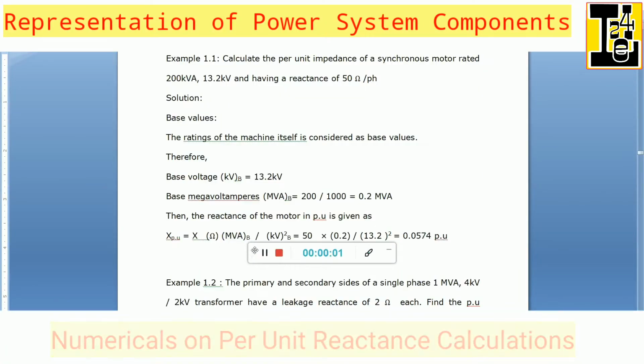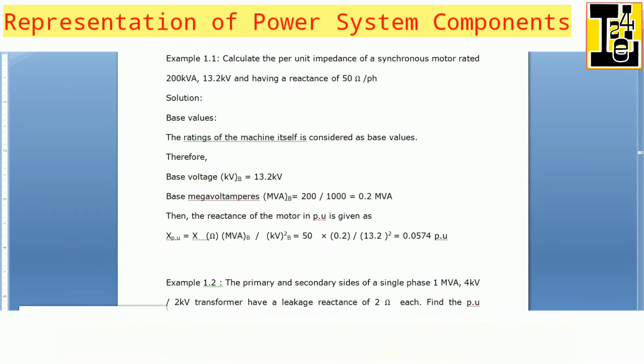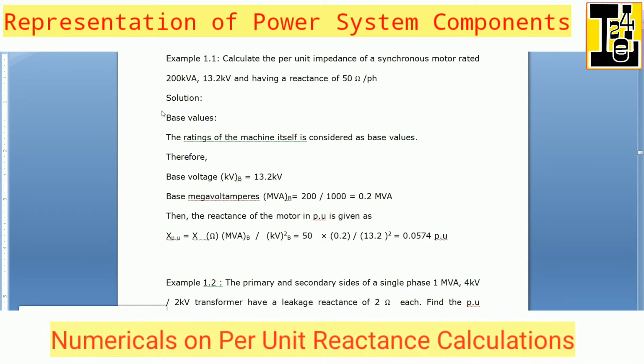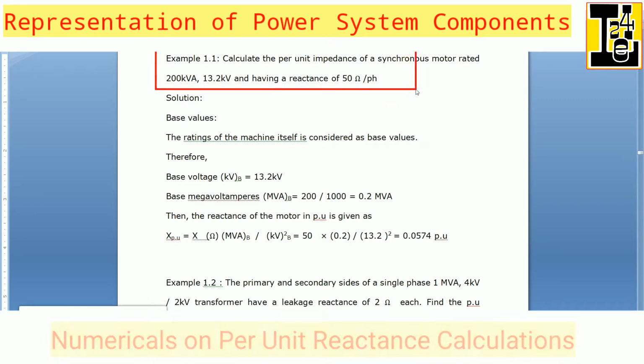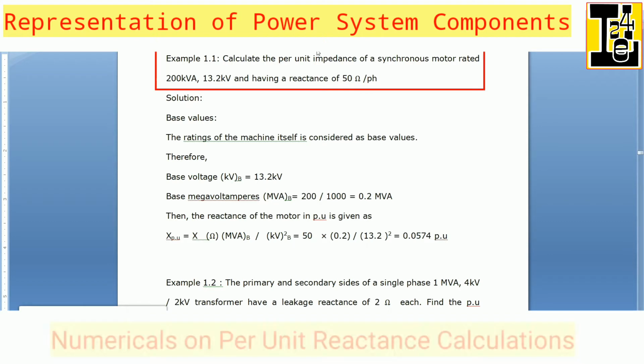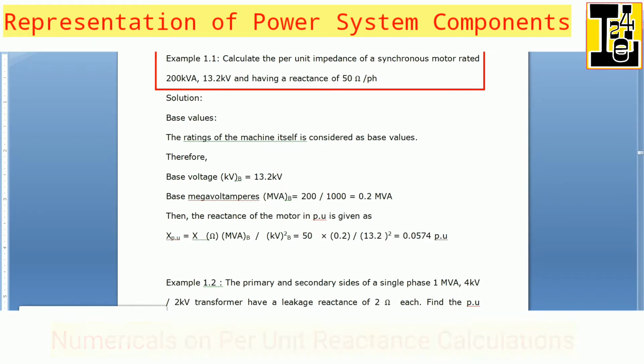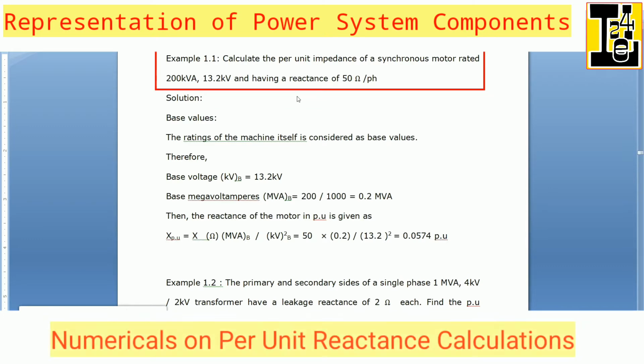Dear students, let us solve some numericals on the per unit reactance formula or the per unit impedance formula which we have derived. Let me read the first problem statement. Calculate the per unit impedance of a synchronous motor or the per unit reactance of the synchronous motor rated 200 kVA, 13.2 kilovolt and having a reactance of 50 ohm per phase.